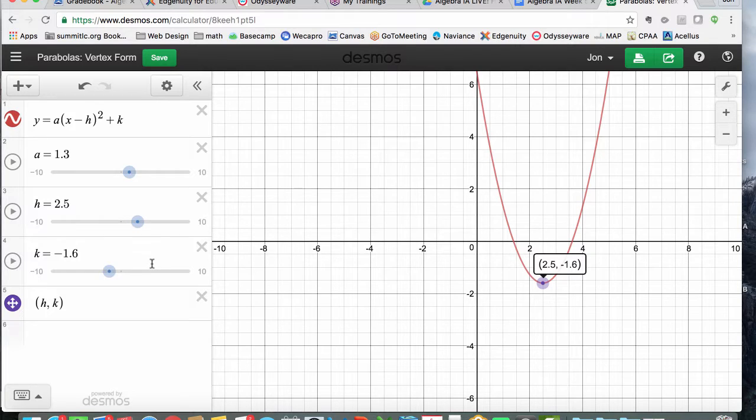But there you go. You have a couple tools, a couple different graphs you can play around with to understand how the equation and the parabola relate. Use this to check your work as you're doing all your algebra later on.